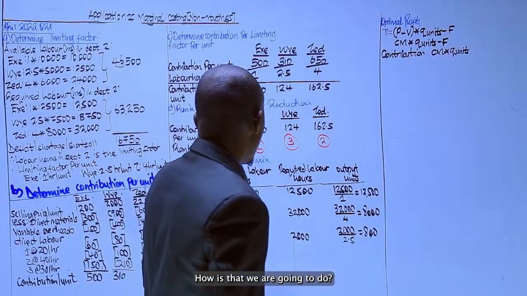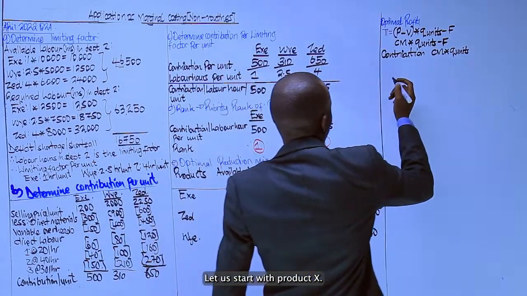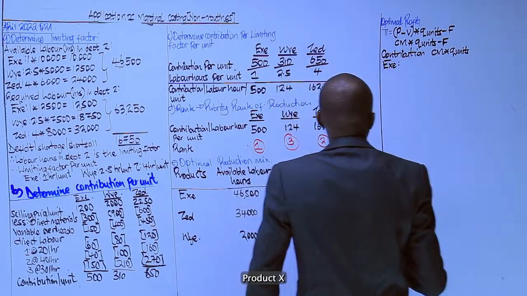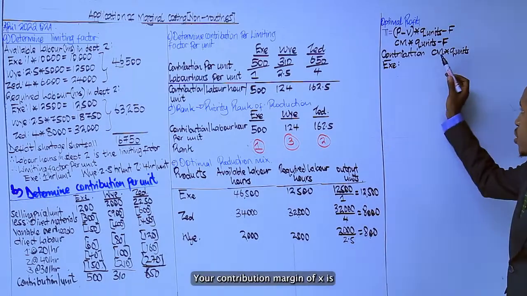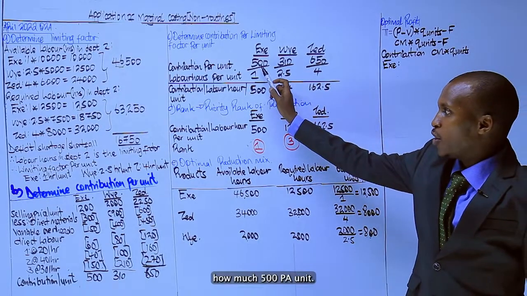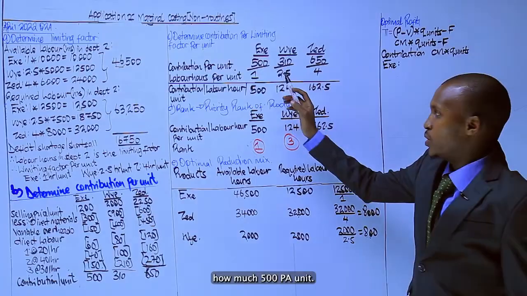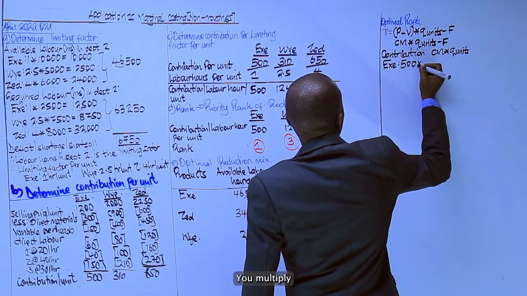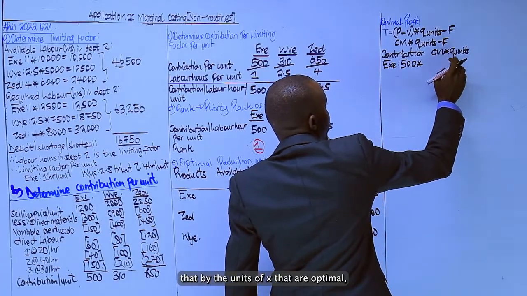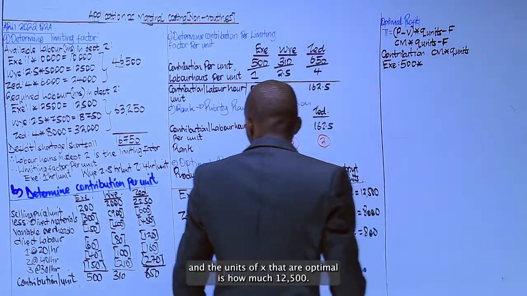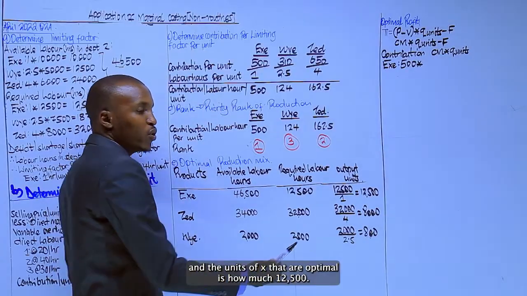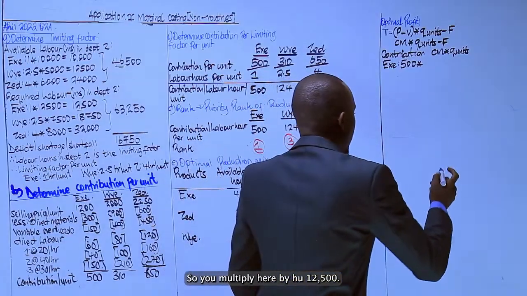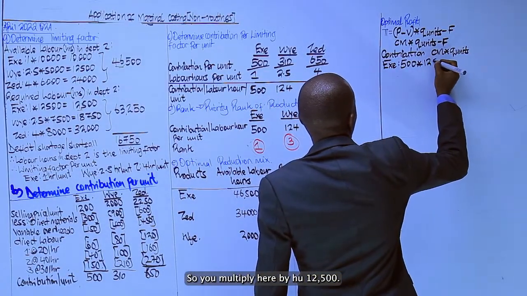How are we going to do that? Let's start with product X. Your contribution margin of X is 500 per unit. You multiply that by the units of X that are optimal. And the units of X that are optimal are 12,500. So you multiply here by 12,500.